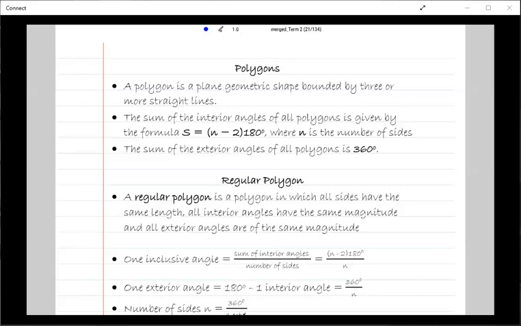If I want to find out the sum of the interior angles of a quadrilateral, which is a shape that has 4 sides, I would take out n and I would put 4. If I want to determine the sum of the interior angles of a pentagon, which is a shape that has 5 sides, I would take out n and put 5. The formula S is equal to (n minus 2) times 180 degrees calculates the sum of the interior angles of all polygons. n in the formula stands for the number of sides. Continuing.